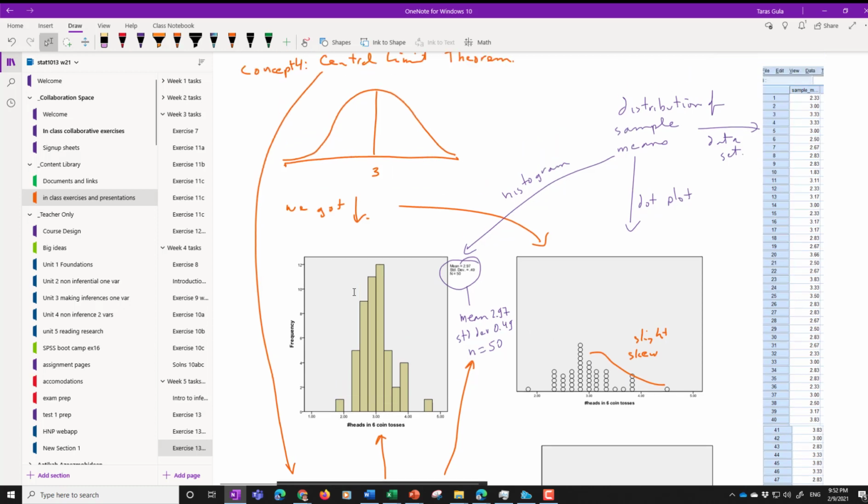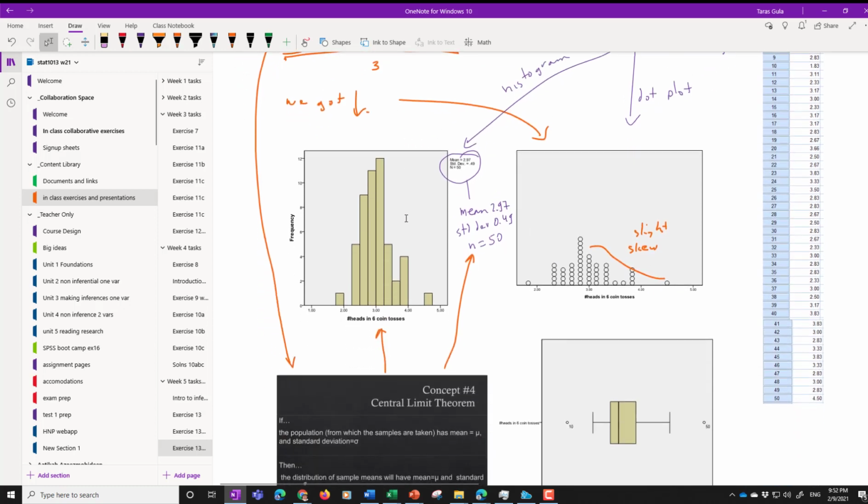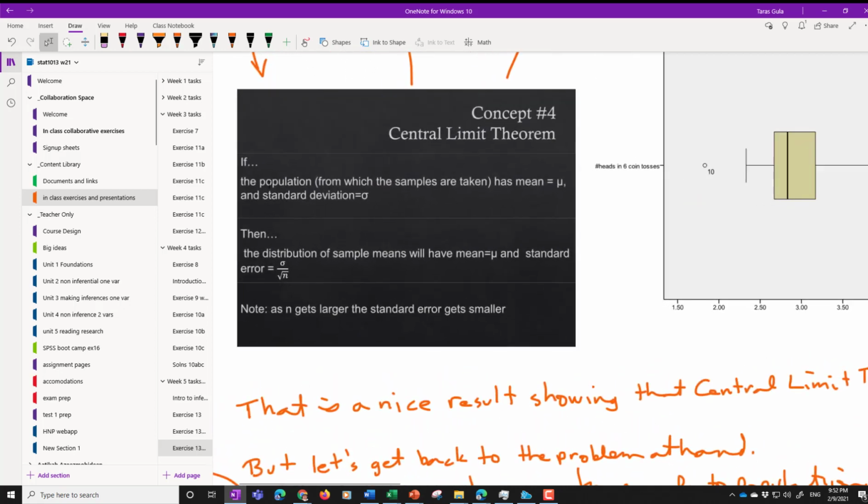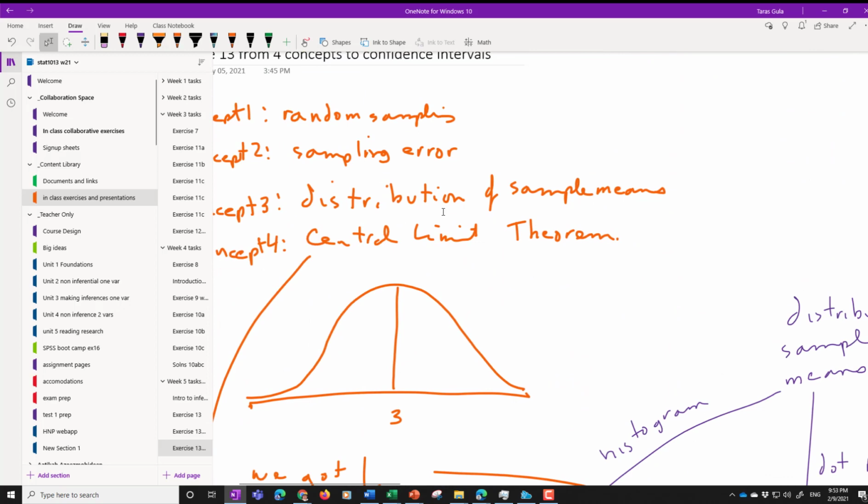Now, and then we produce the central limit theorem prediction, here it is here, let me zoom in. All it says is, if the population from which it doesn't say it has to be normal distribution, so that one is correct. If the population has mean mu, this is the raw scores, and standard deviation sigma, then the distribution of sample means will have mean mu, and standard error sigma over root n. And that is the prediction that was made.